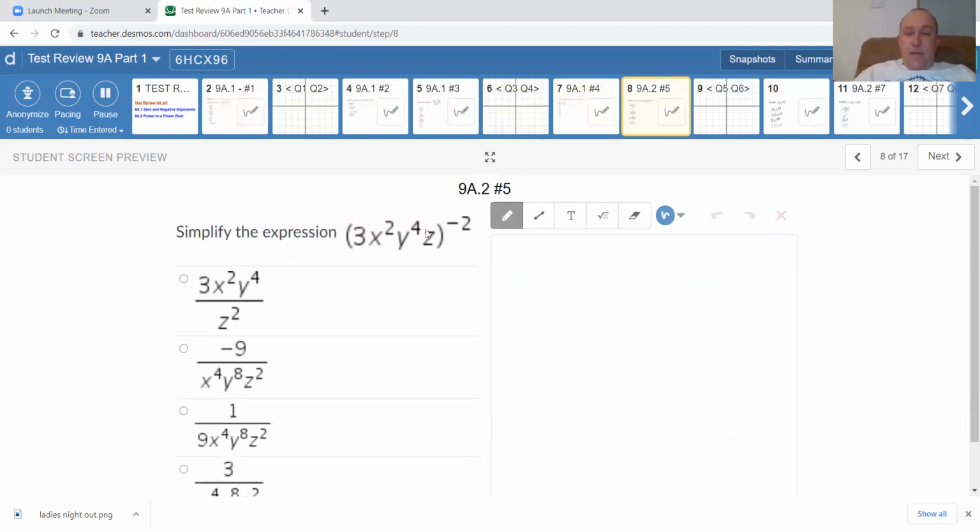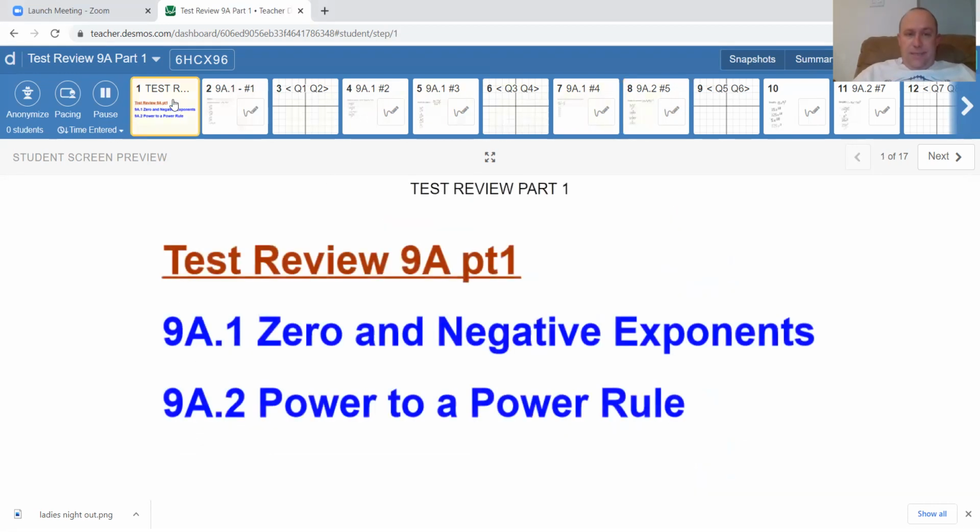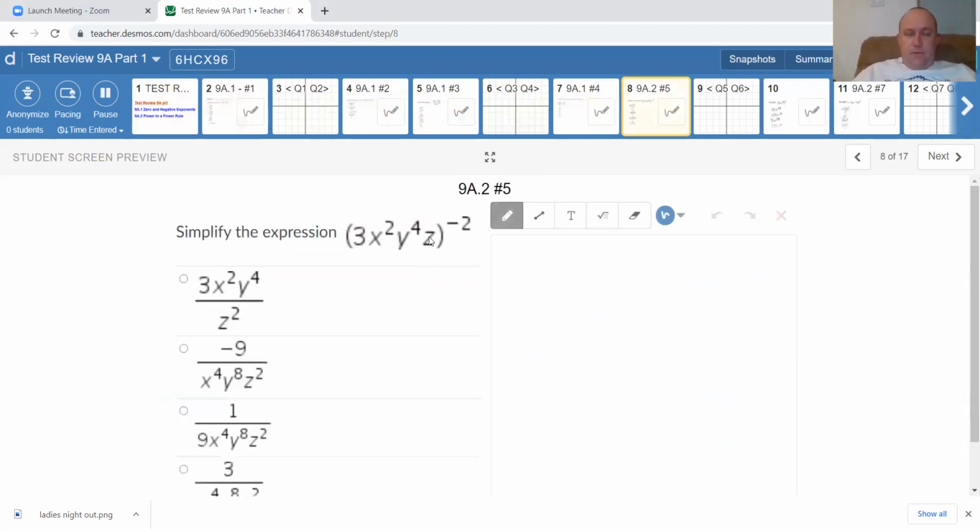Question 5. So 1 through 4 is actually the first part of the test. That's the 0 and negative exponents. 5 through 10 is going to focus more on the power to a power rule. So power to a power rule is when we have the parentheses and then there's an exponent on the outside, and we've kind of got to distribute it inside. That's kind of what we're doing. We've got to make sure we apply this -2, not just to the z, but to the y to the 4, to the x squared, and the 3.